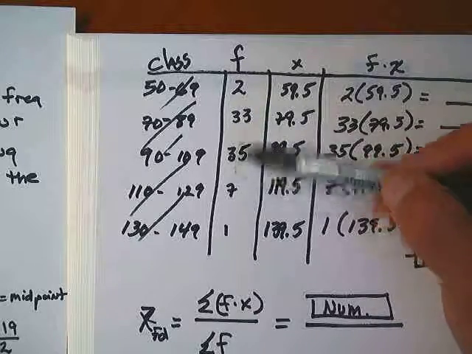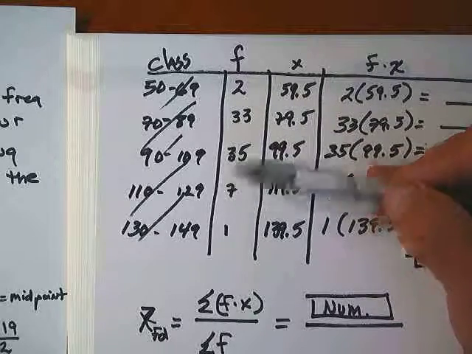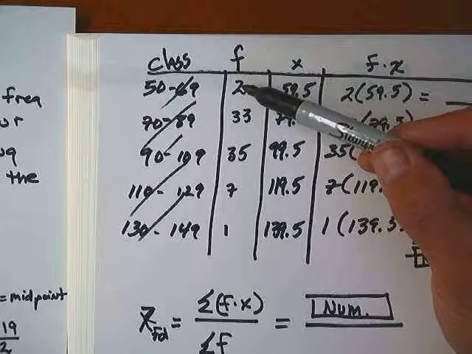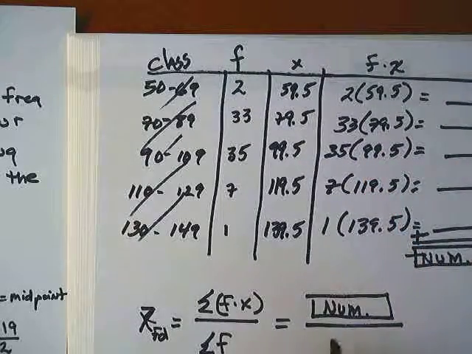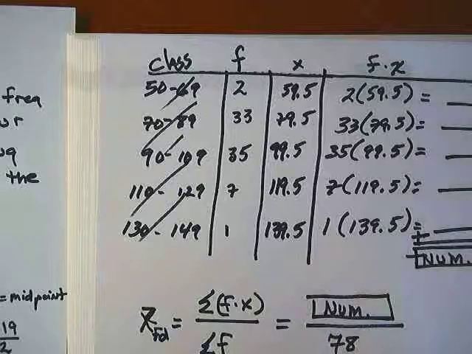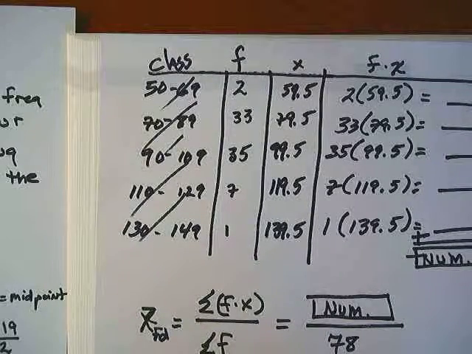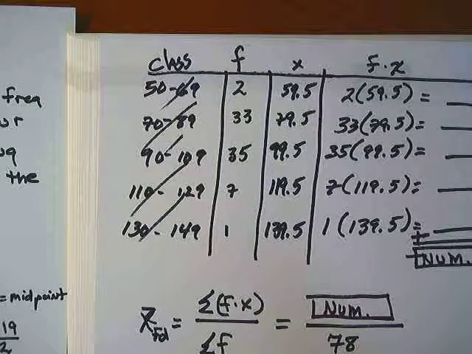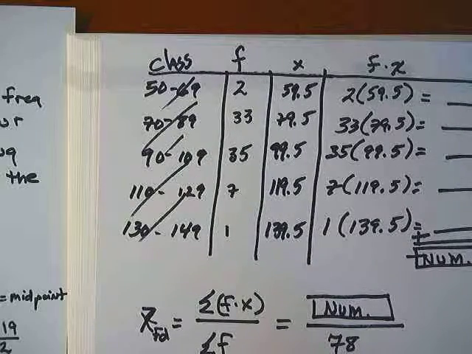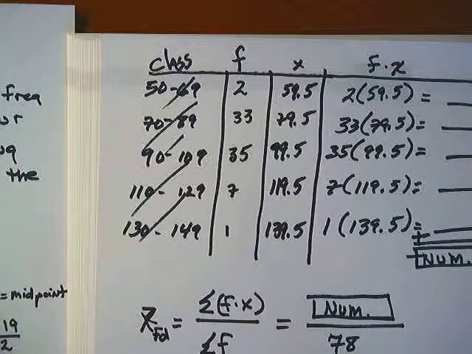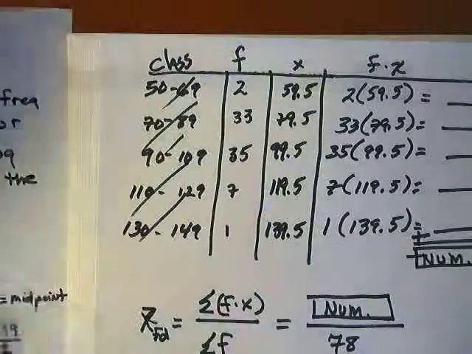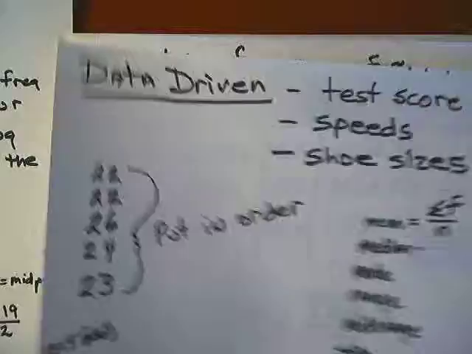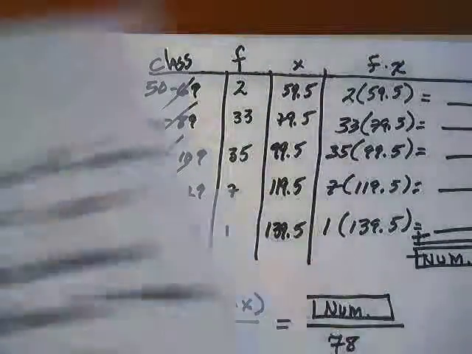And then you're going to divide by the summation of F. I think we added this up to be 77, but we'll check. 33 and 7, that's 40. 40 plus 35 is 75. Phew, I was way off for a second. 75, plus 3 is 78.